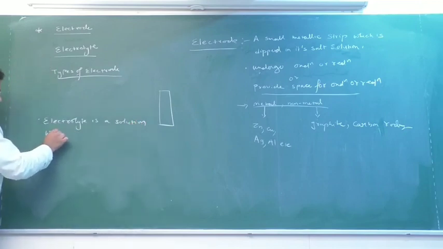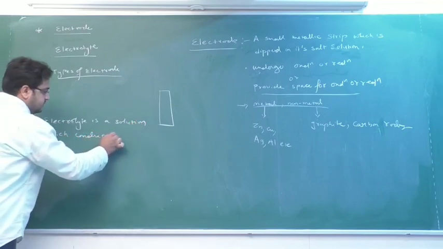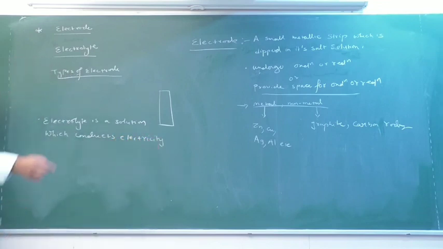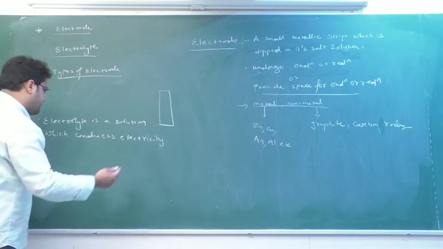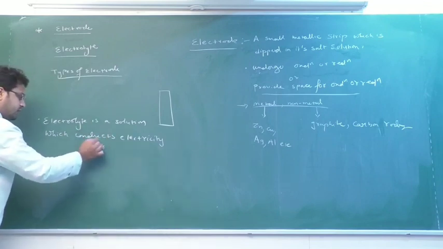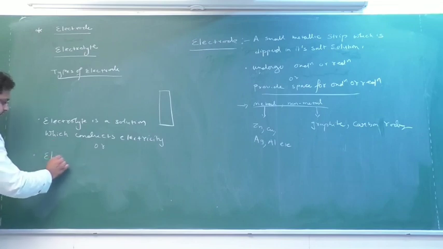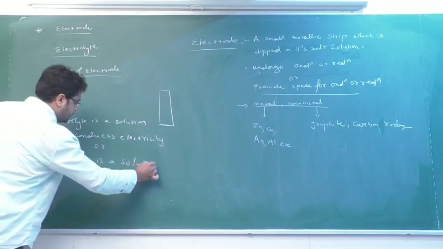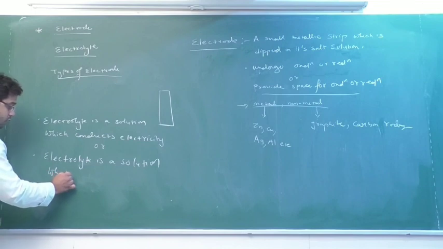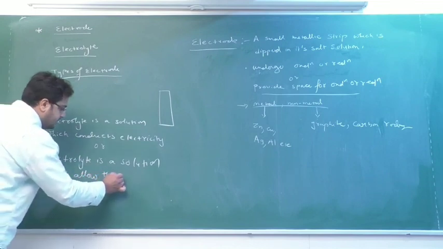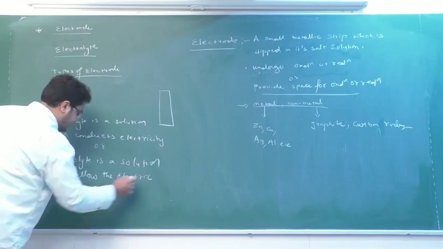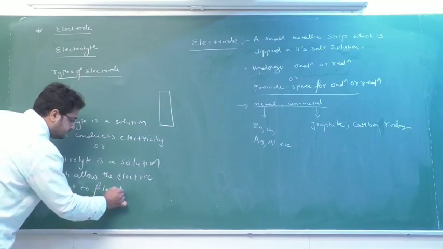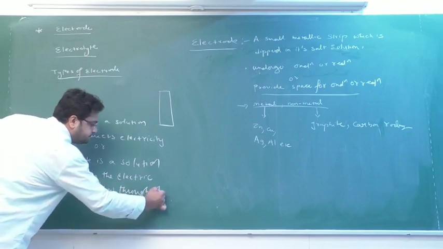Which conducts electricity, or you can say which conducts the flow of electrons. Or you can write down another, very simple definition, or you can make it a heading, so we can note it down. Electrolyte is a solution which allows the electric current to flow through them. Yes or no?